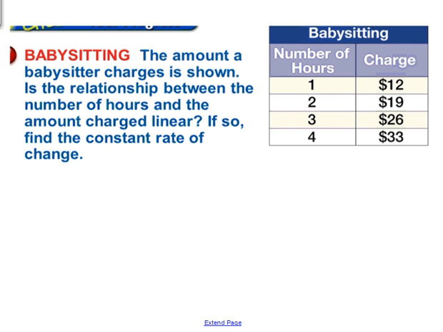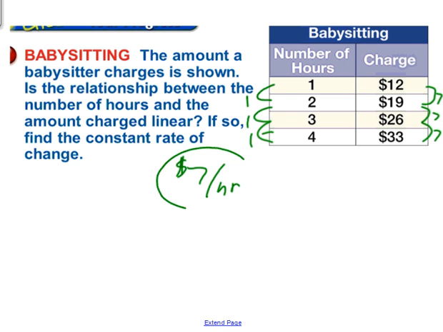Well, the number of hours here, 1 hour, 1 hour, 1 hour. 12 to 19 is $7. 19 to 26 is $7. 26 to 33 is $7. So this babysitter earns $7 per hour worked. It is a constant rate of change, and its rate of change is $7 per hour.